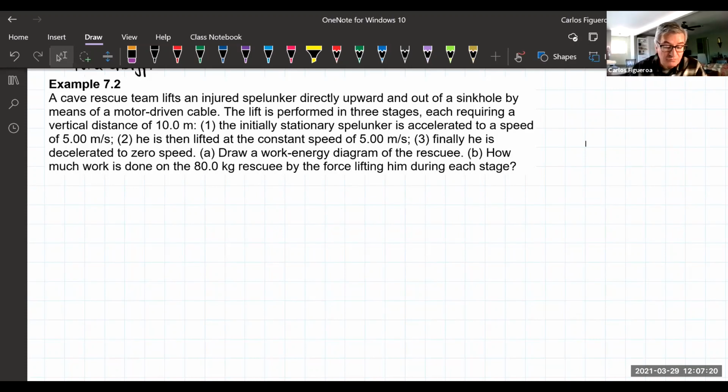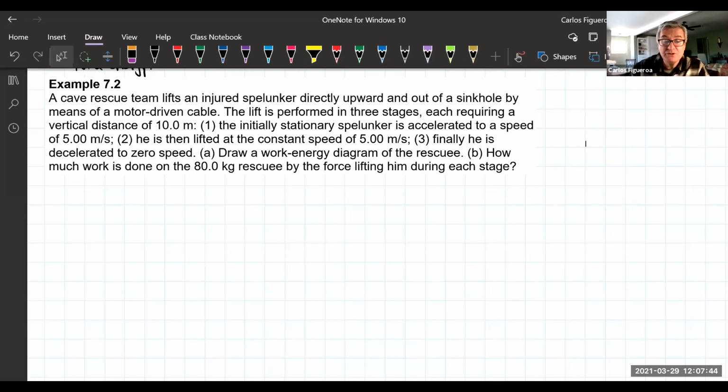So you have a rescue team that lifts an injured spelunker directly upward and out of a sinkhole by means of a motor-driven cable. The lift is performed in 3 stages, each requiring a vertical distance of 10 meters. Okay.